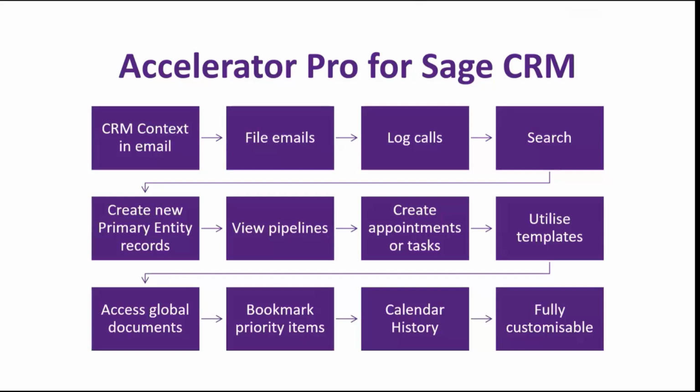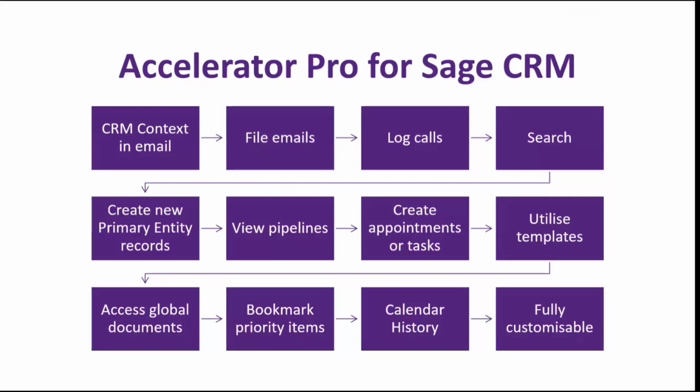You can access your global documents library. So if, for example, you're using CRM to store the latest price lists or your marketing collateral, you can attach them in an email very easily in Accelerator without ever having to open up full CRM. You can bookmark priority items, so it's essentially a list of favorites. And you have a full calendar history of everything that you do within Accelerator that's recorded for you. So if you want to look back 2 weeks prior to that, you'll be able to see what entities you were viewing, what people you engaged with, or what case you were dealing with, etc.